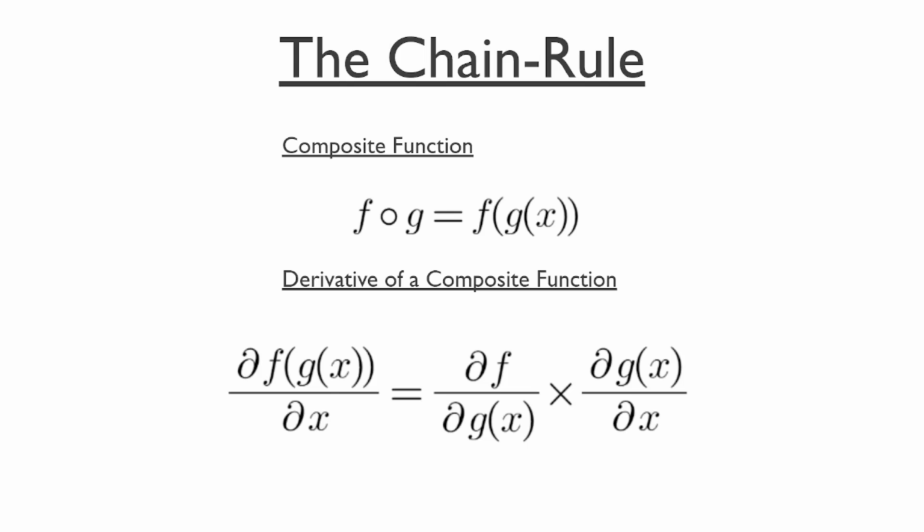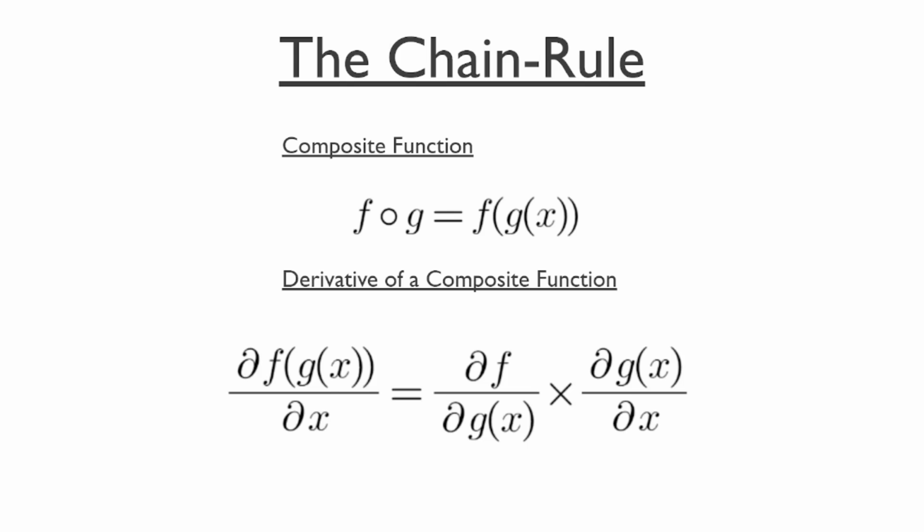To calculate these gradients, backpropagation uses the chain rule of calculus. This rule helps us calculate the derivatives of composite functions. A composite function is a function that takes as its input another function. It's basically one function inside of another. Let's say we have a function f which takes as its input another function g. The chain rule says that to compute the derivative of f with respect to x, we first take the derivative of the external function f with respect to g of x and multiply it by the derivative of g with respect to x.